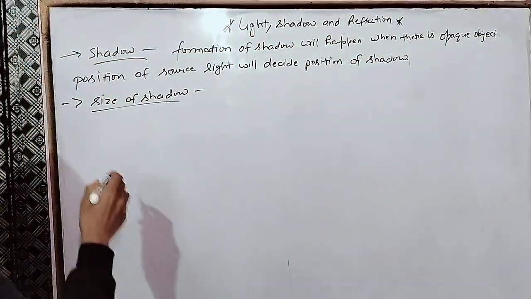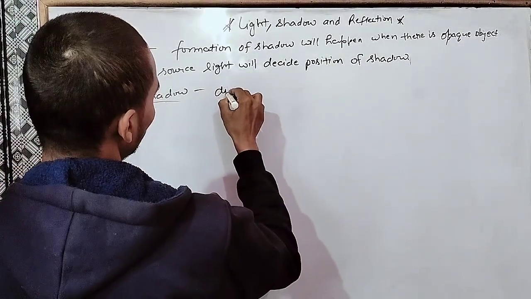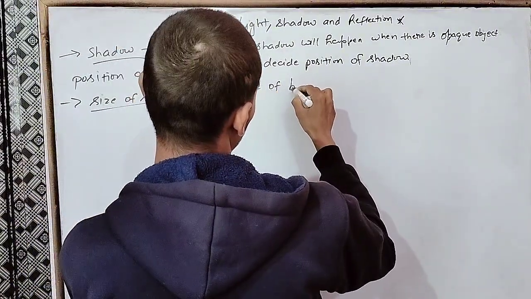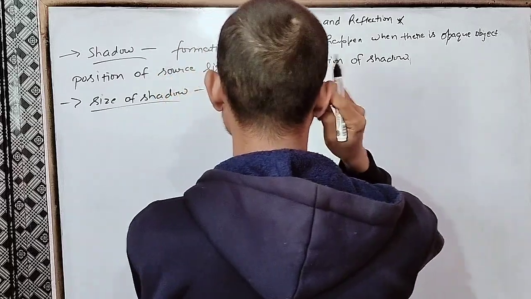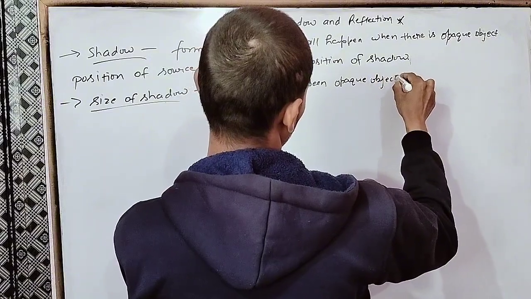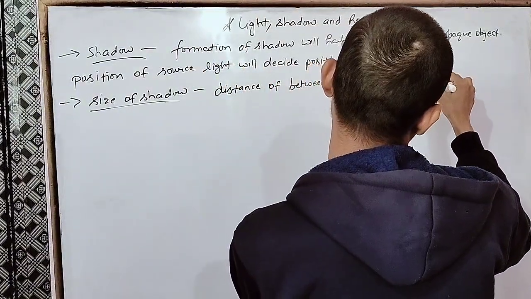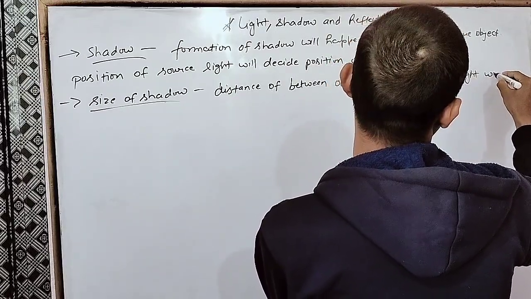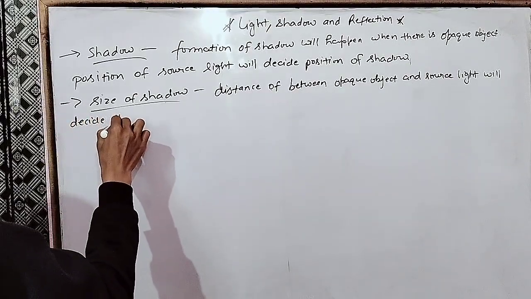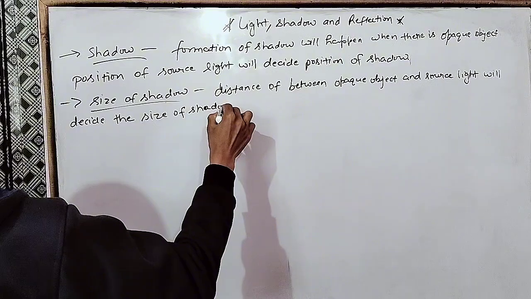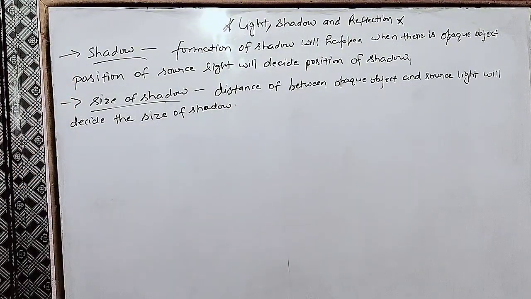So who will decide? Can we say the distance between the opaque object and the source light will decide the size of the shadow?